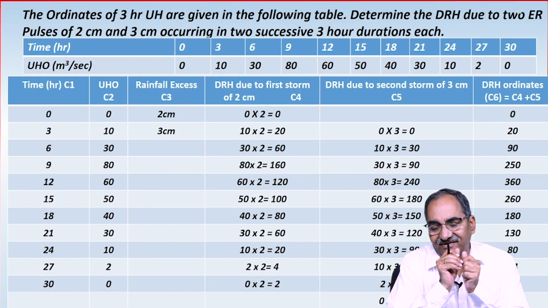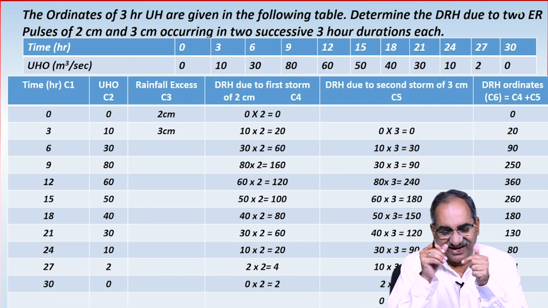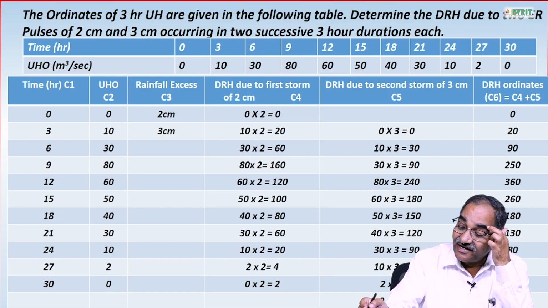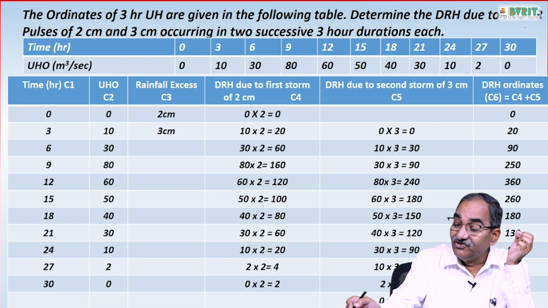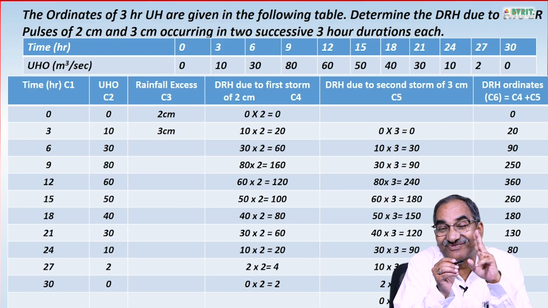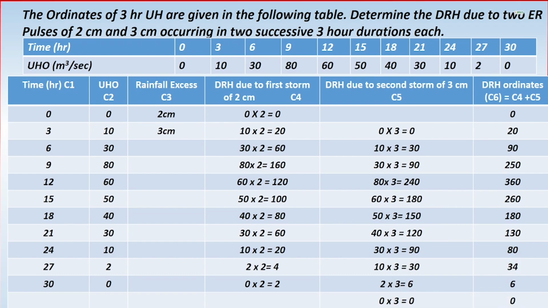Now a little bit, we will increase the difficulty level. Ordinates of a 3-hour UH are given. Determine the direct runoff hydrograph due to 2 effective rainfall pulses. How many effective rainfalls? 2 effective rainfalls. Please remember, 2 centimeters and 3 centimeters occurring in 2 successive 3-hour durations. That means in the first 3 hours, 2 centimeters is the rainfall. In the next 3 hours, 3 centimeters is the rainfall.